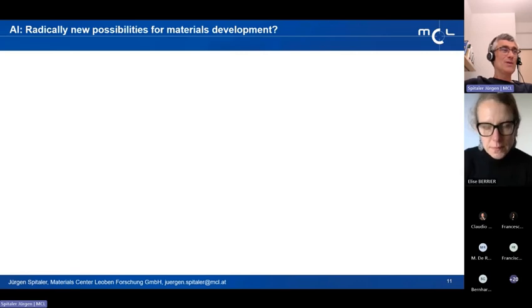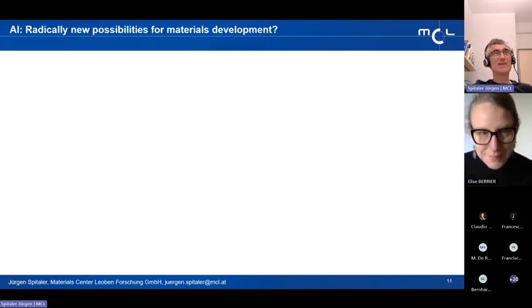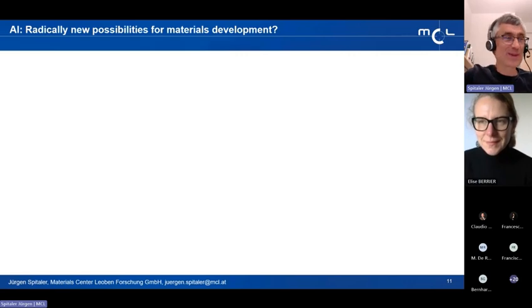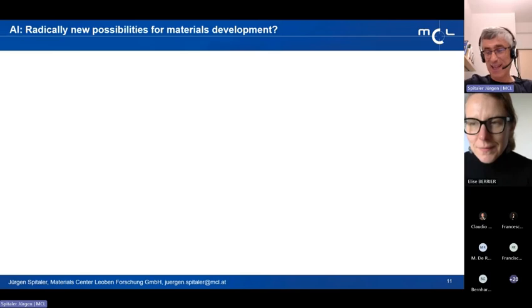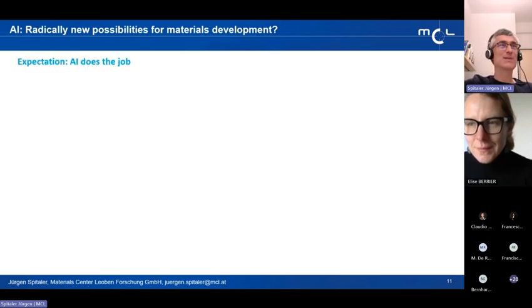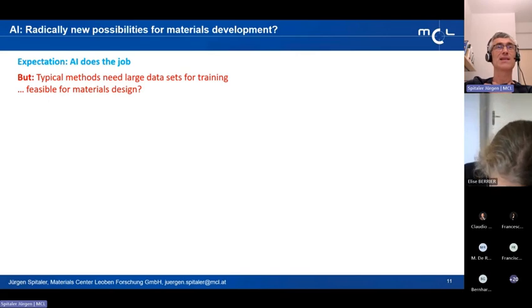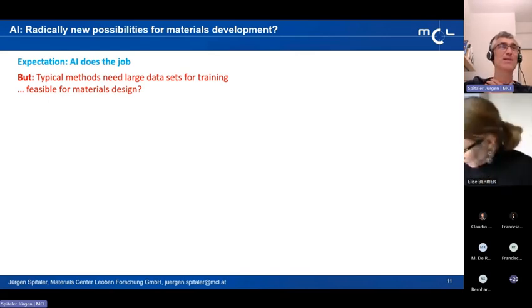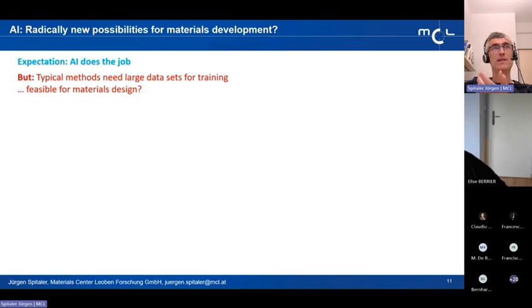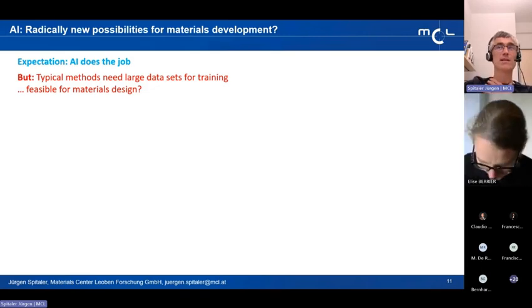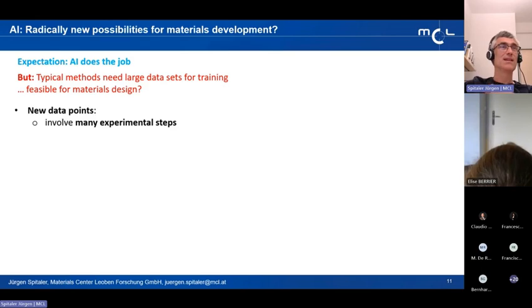Okay, so how do we do what we want to do, a radically new way of materials design? Of course, we use artificial intelligence for that, because that is able to do everything, right? So we expect the AI to do the job for us, so to say. But if we start to think about it, we may realize, for example, that many typical AI methods need really large data sets, maybe millions or billions of data points. So are they feasible for the design of the materials that we are interested in?